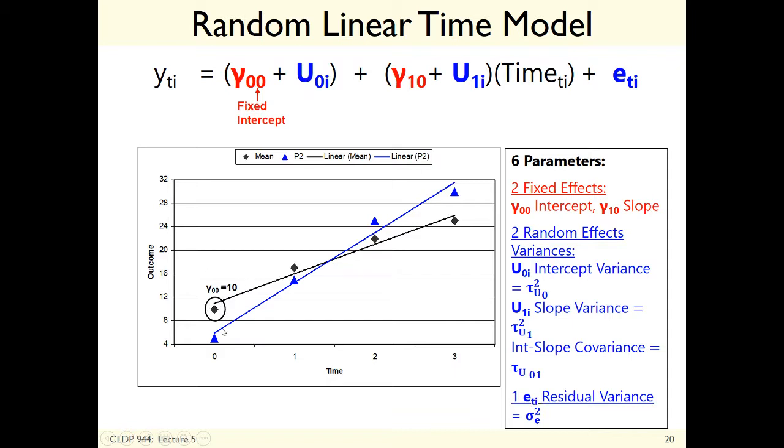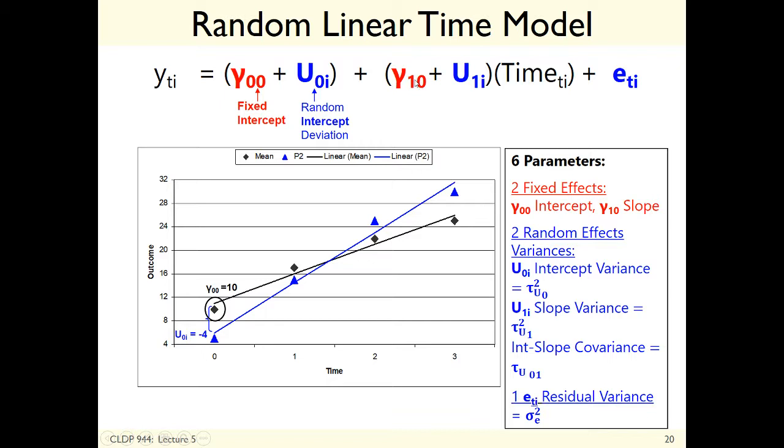Now this blue person, are they above or below the mean at time 0? Below, right? So their U0 is going to be negative. It's phrased as a deviation. Their U0 to get to their own intercept is -4 to get them to their predicted trajectory, which starts at 6. So it's not where their time 0 score is, it's where their predicted time 0 score is based on their own line.